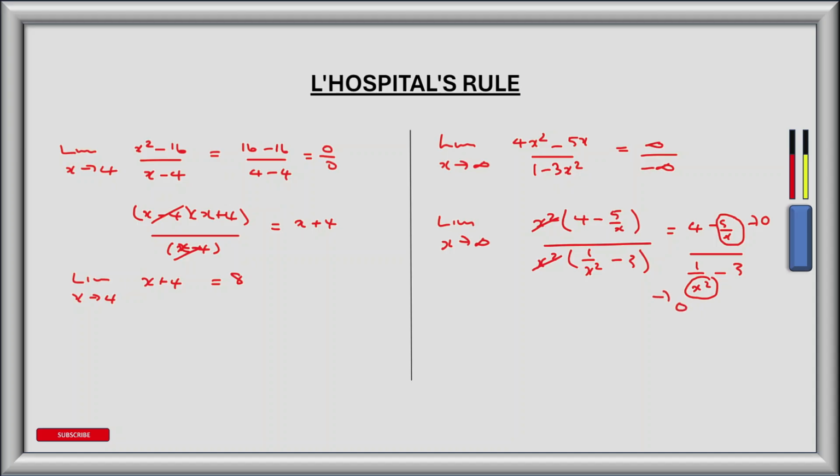So we'd be left with the limit as x tends towards infinity of (4x² − 5x) divided by (1 − 3x²) would equal, and what we're left with here is −4 divided by 3.